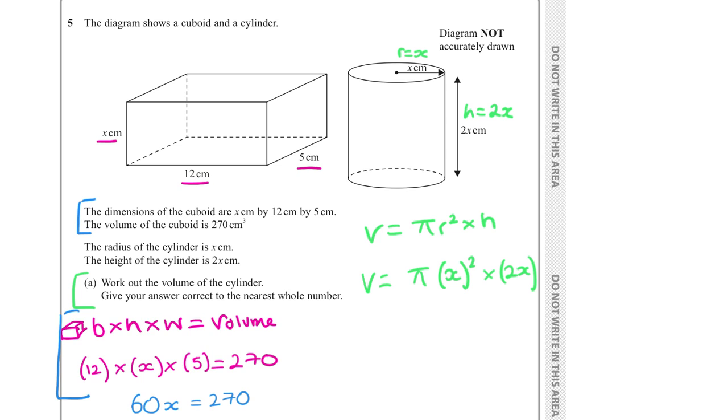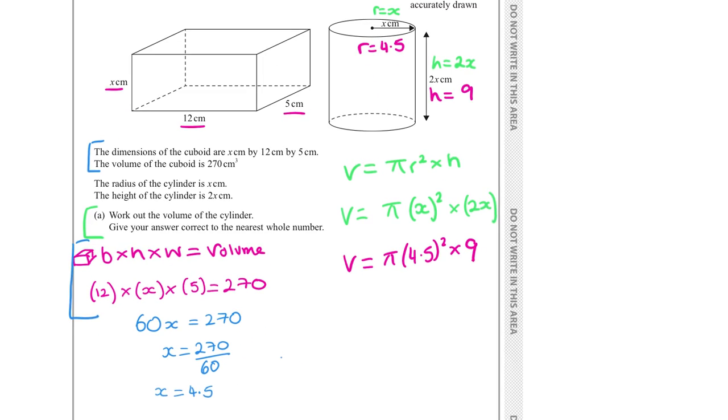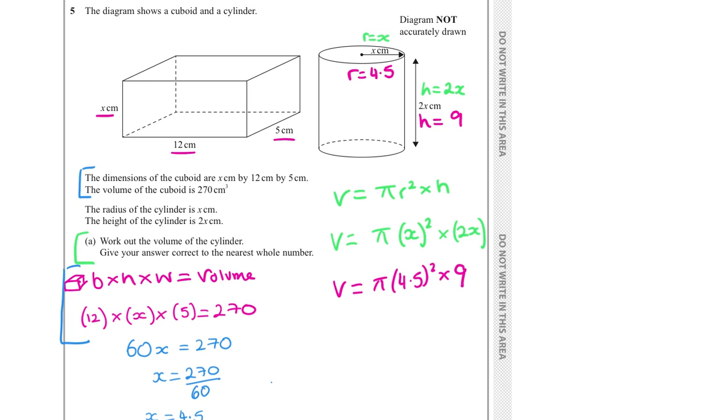However, we don't need to actually do that because we've already worked out that x is 4.5. So straight away, our radius is x, which is 4.5. Our height is 2x. So what's 2 times 4.5? 9. So we can go straight to here. We know volume equals pi times 4.5 squared times our height of 9. So I can put this into my calculator.